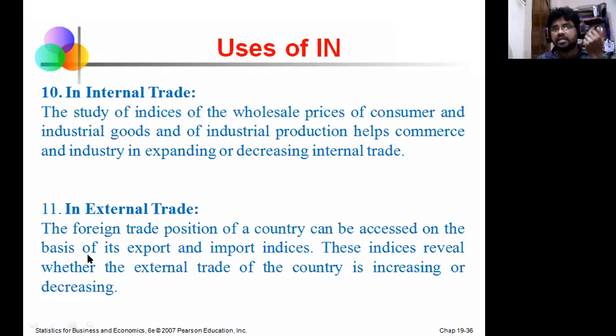More or less the same for international and external trade. Here, the foreign trade position of a country can be assessed on the basis of its export and import indices. For example, when a country is going to export and import, it can depend on the indices of export and import, nothing but the export index and import index. These indices reveal whether the external trade of the country is increasing or decreasing. If, for example, our country's exports increase day by day, they will encourage the exports. They will see whether the particular index has been increasing or decreasing.